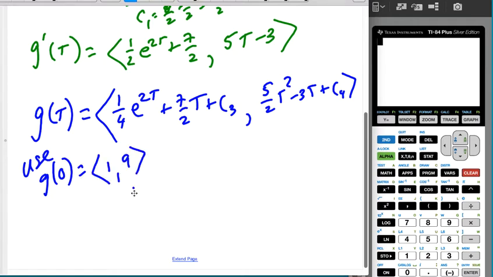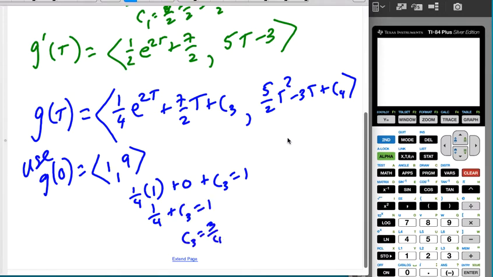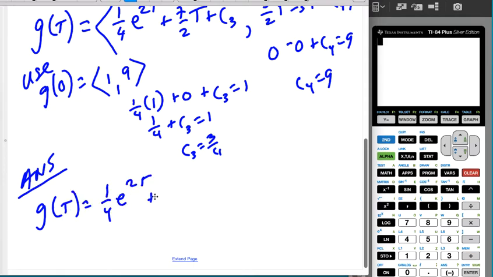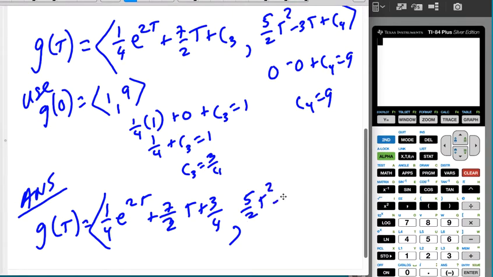When I plug in zeros, right, I'm going to get 1/4 times 1 plus 0 plus c sub 3 is 1. 1/4 plus c sub 3 is 1, so c sub 3 seems to be 3/4, which is not awful. When I plug in 0 here, I get 0 minus 0 plus c sub 4 is 9, so at least that one's just 9. So then my final answer is that g of t is going to be 1/4 e to the 2t plus 7/2 t plus 3/4. That's all going to be my x component, comma 5/2 t squared minus 3t plus 9. Okay, and there's my answer.